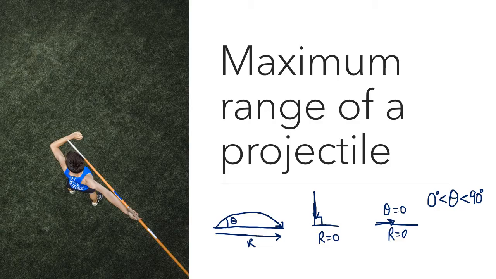So let's investigate it a bit further. We're going to use the SUVAT equation. In particular, we're going to use this one: s equals ut plus a half at squared. So in this equation, s represents the displacement, u represents the initial velocity that the javelin is thrown at, or whatever the projectile is, t is the time that has passed, and a is the acceleration due to gravity.